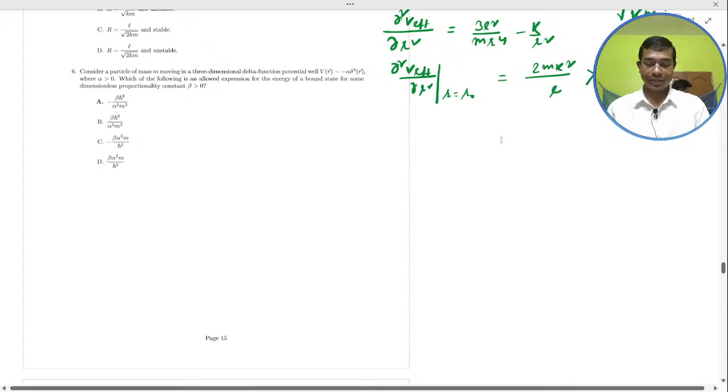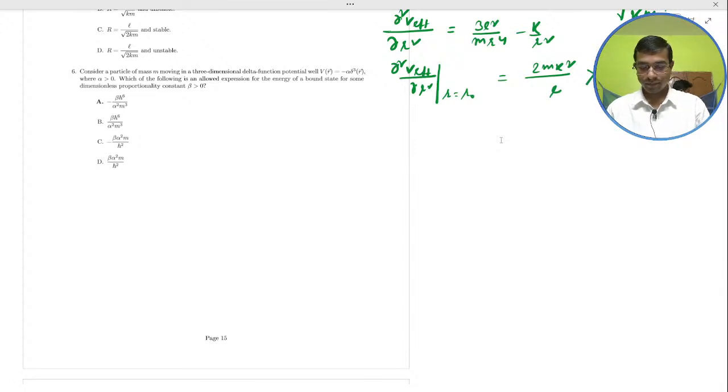Question number 6. Consider a particle of mass m moving in a 3-dimensional delta function potential well, delta of r minus alpha, in vector q. Which one of the following is an allowed expression for the energy of a bound state for some dimensionless proportionality constant?